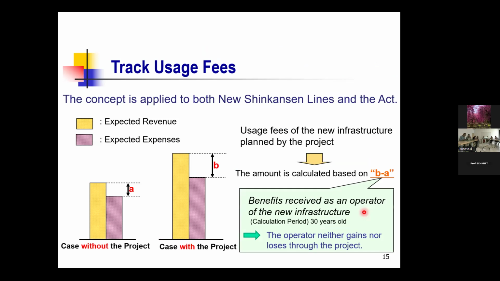By implementing the project, because the number of passengers increases, the revenue to the company will increase. Certainly, company must pay maintenance cost for high-spec infrastructure. The expense will also slightly increase. However, the profit of the operator will increase after completing the project. The increase of the profit is shown B minus A in this figure.